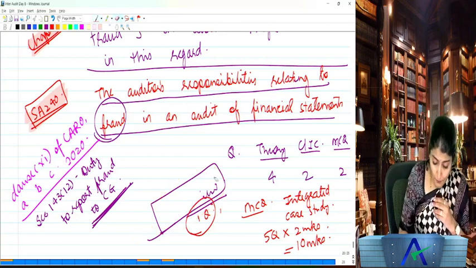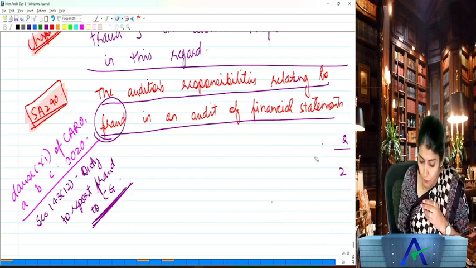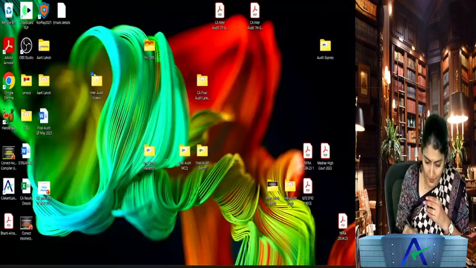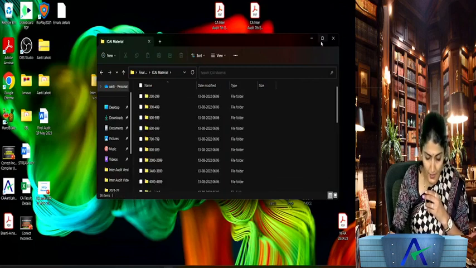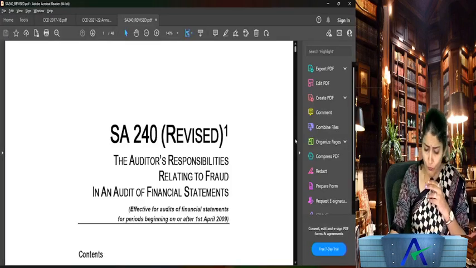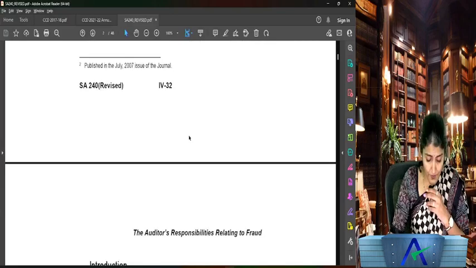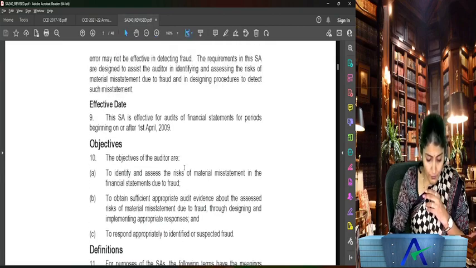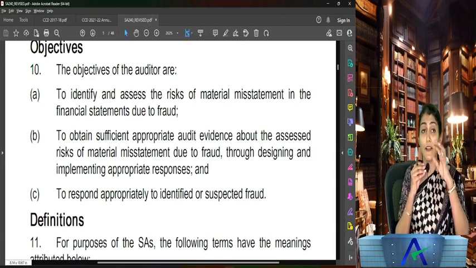Anyways, what we are talking about here is the auditor's responsibilities relating to fraud in an audit of the financial statements. Each standard, we also have the original text of these standards. Each standard on auditing has its original text. If I come to the text of SA 240, a standard of 48 pages, and in those 48 pages I come to the objectives of SA 240, are you with me?